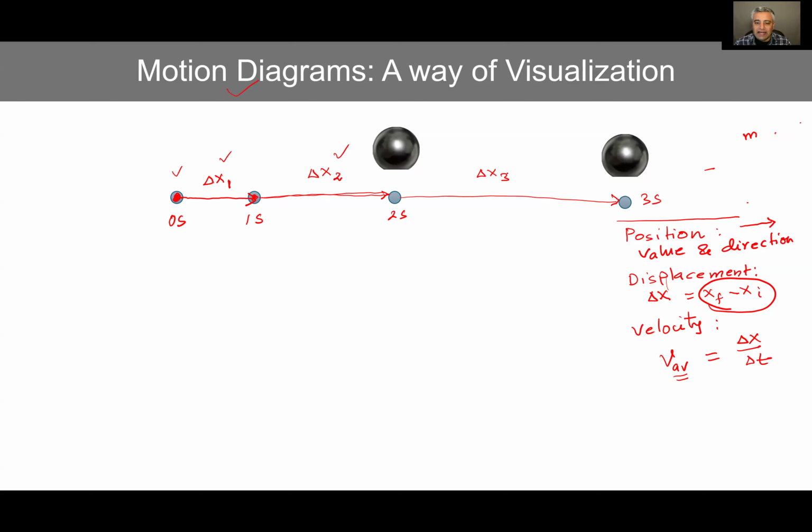See, we are looking at the same time interval: 0 to 1, a 1 second difference, right? First to second, a 1 second difference. 2 seconds to 3 seconds means a 1 second difference. So we are keeping the time interval the same. In a motion diagram, that is important. Even if you are not told about time, what you know is that the time intervals between the dots are the same.